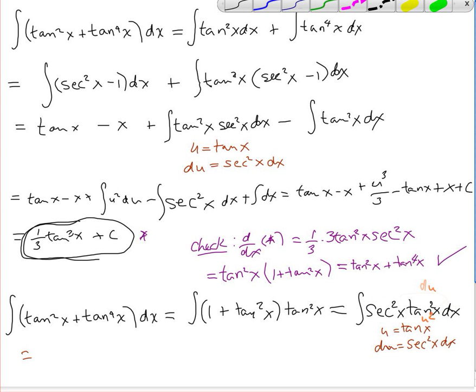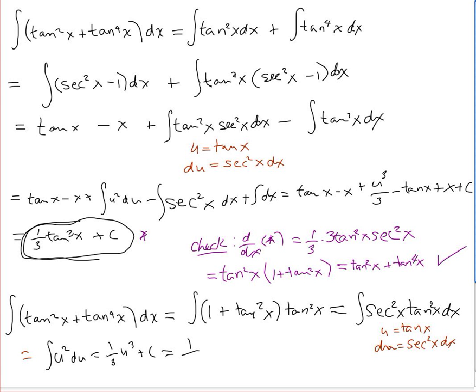And so this is the integral of u squared du, which of course is 1/3 u cubed plus c, which of course is 1/3 tangent cubed x plus c, which is exactly the same thing we got before. We already checked that answer.